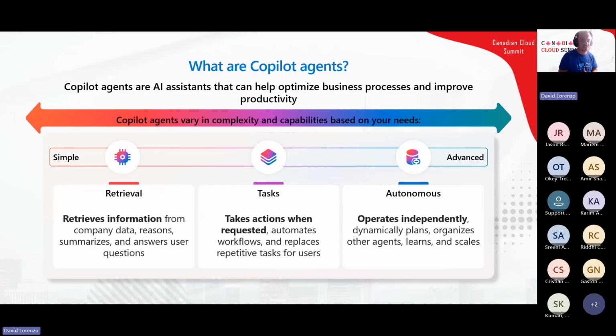Which types of agents can we build? We can classify them in three main categories. From left to right, we have retrieval agents. They allow us to retrieve information from different data sources. I will show you later on how many out-of-the-box data sources we have in Copilot Studio.